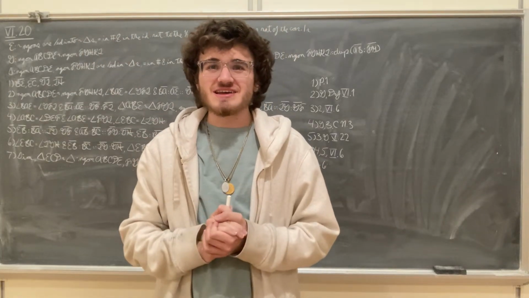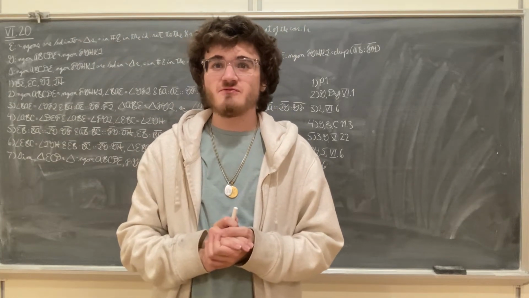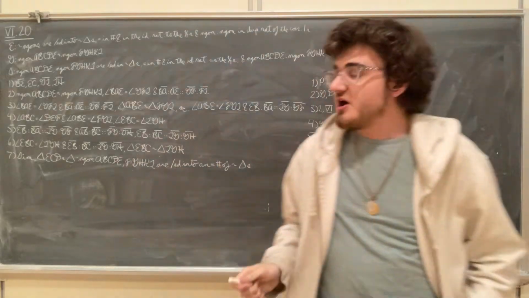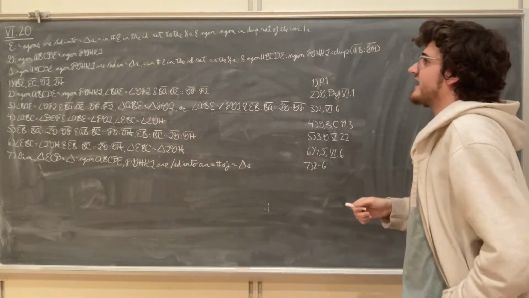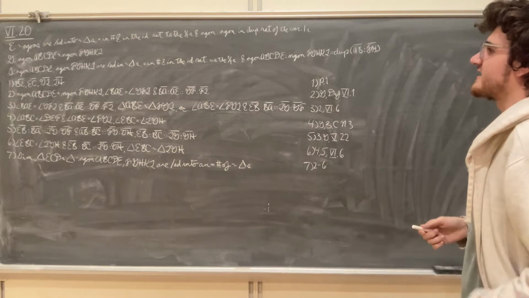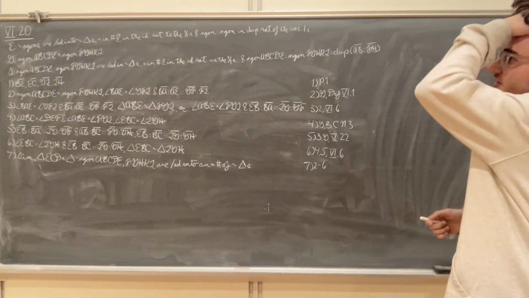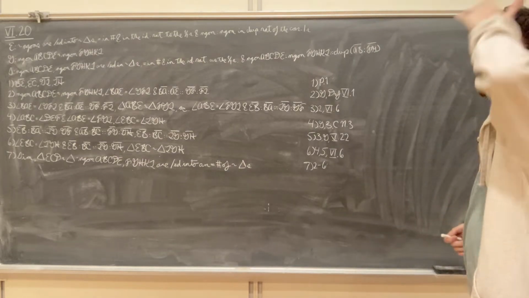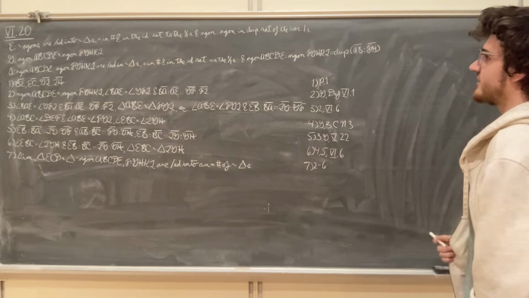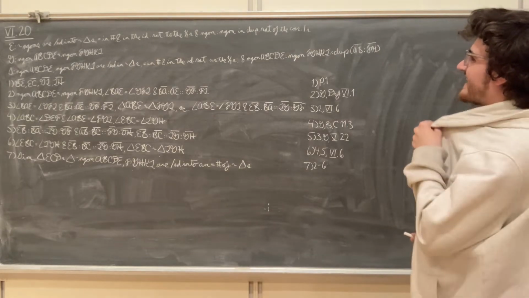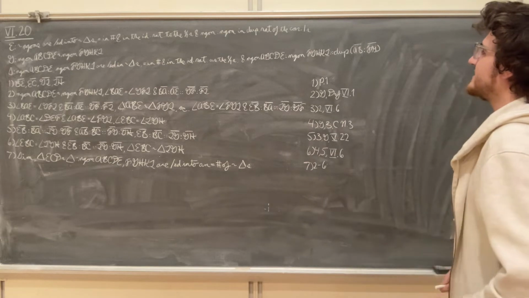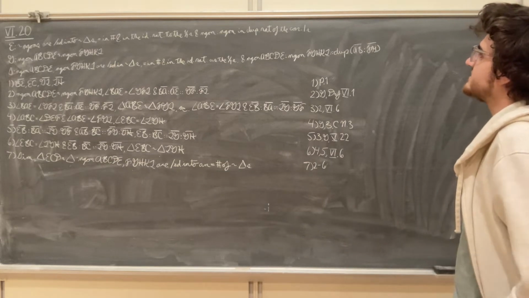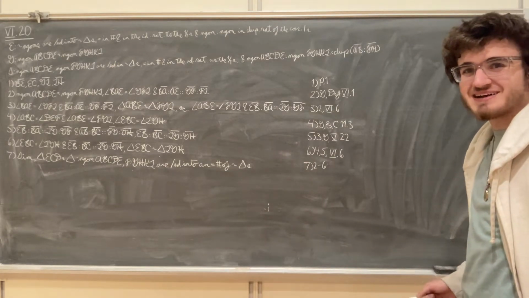Hello! This will be a demonstration of Proposition 20 of Book 6 of Euclid's Elements, which says that similar polygons are divided into similar triangles, which are equal in number and are to each other just as the whole polygons are to each other. And finally, that the polygon has to the polygon a ratio duplicate of that which the side has to the corresponding side.